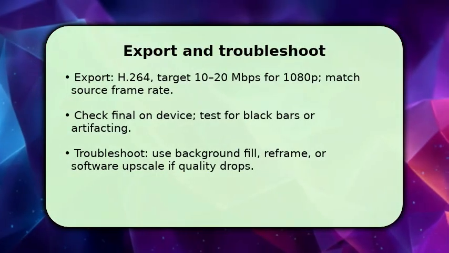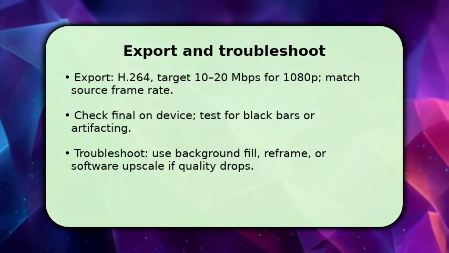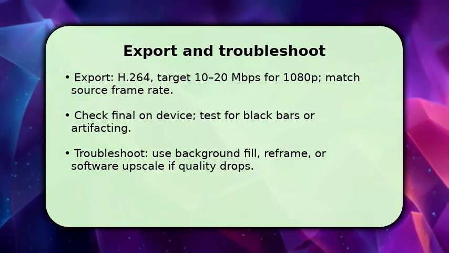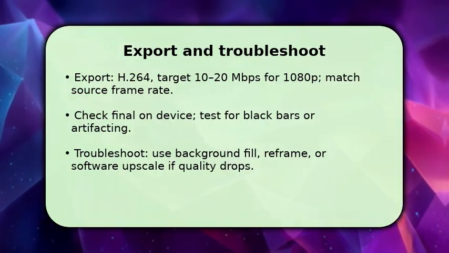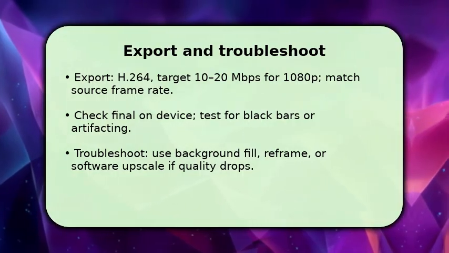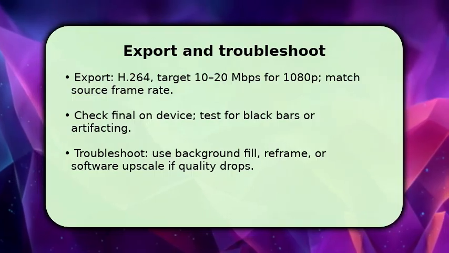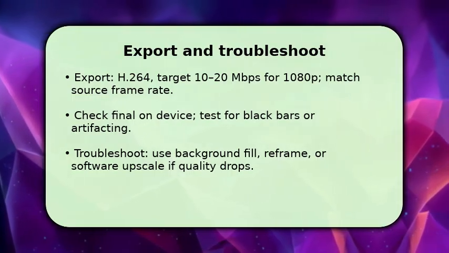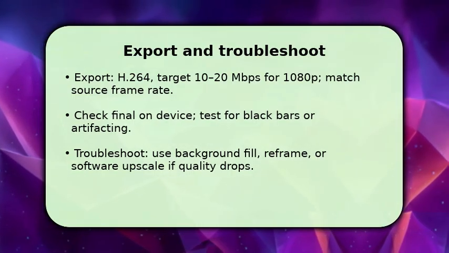You finish by exporting with a common delivery preset such as H.264 at 10-20 Mbps for 1080p. Make sure export frame rate matches the source to avoid judder. Once rendered, view the file on your target device and inspect for black bars, letterboxing, or soft edges.